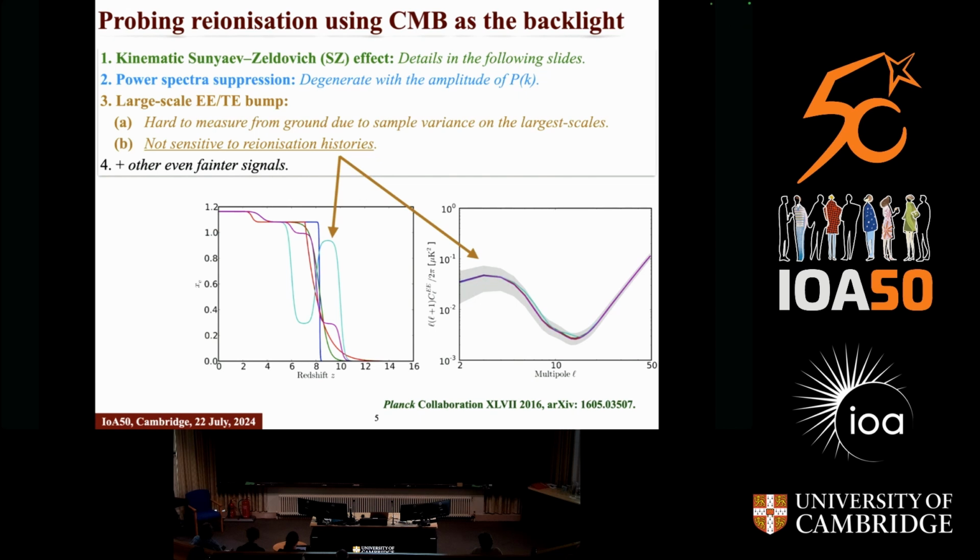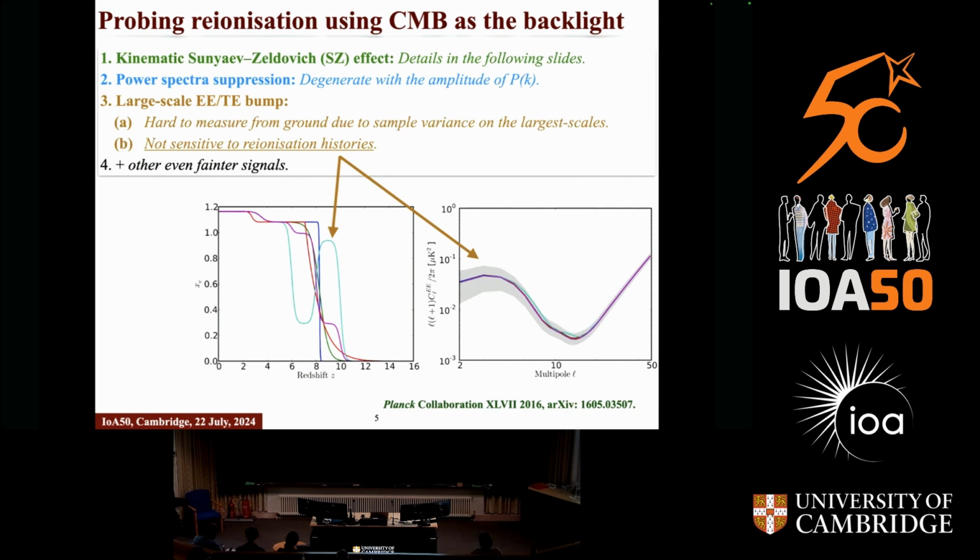The problem with this particular measurement is that it's on very, very large scales, and as a result, it's really hard to access this signal from the ground because of sample variance. The other important detail is that this particular bump is not really sensitive to reionization histories. And here is a really nice plot from Planck. On the left side, it shows the ionization fraction of the universe as a function of redshift for different models of reionization. And on the right side, it shows the E mode bump that comes from all of these reionization histories.